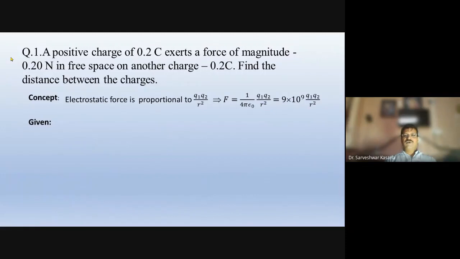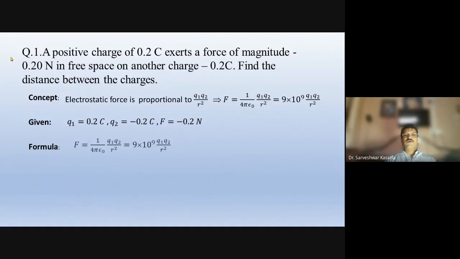1 upon epsilon 0 is a proportionality constant, where epsilon 0 is the permittivity of free space. As the charges are situated in free space, we use epsilon 0. 1 upon 4 pi epsilon 0 is a constant and its value is approximately taken as 9 into 10 to the power 9. In the given problem, the given data is Q1 is equal to 0.2 coulomb, Q2 is equal to minus 0.2 coulomb, force acting is F equal to minus 0.2 Newton.